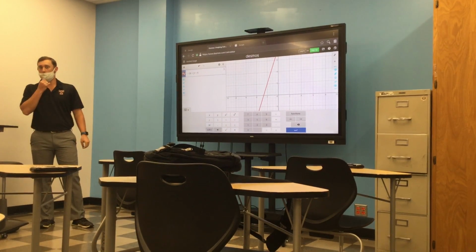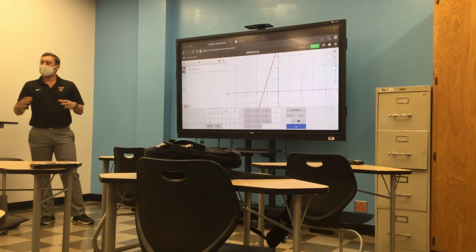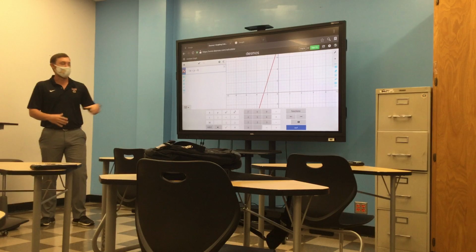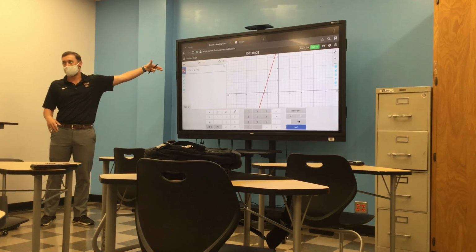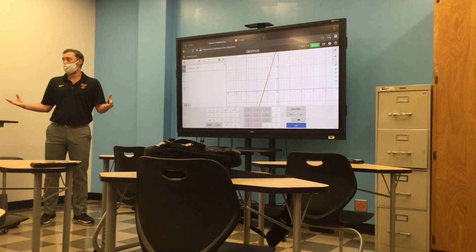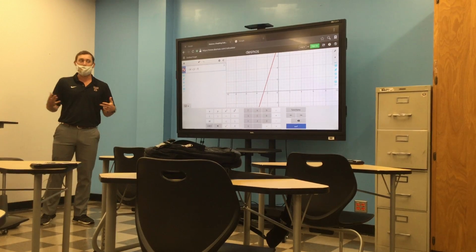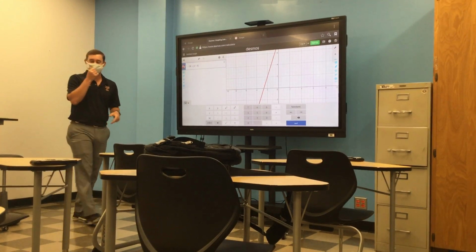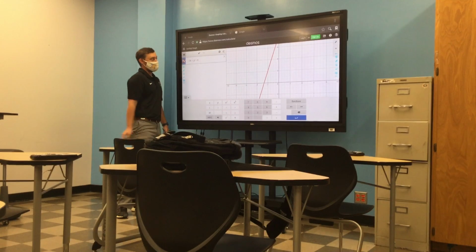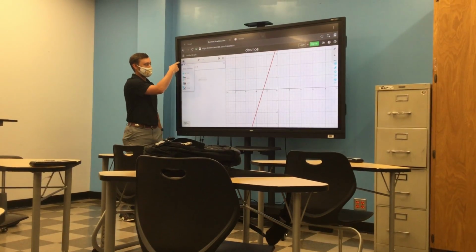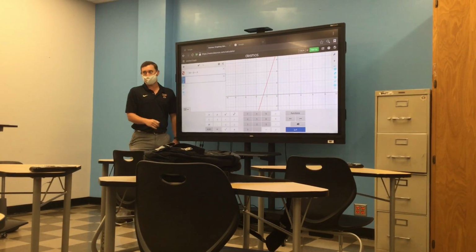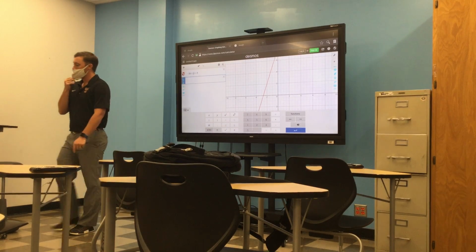What do we notice? What appeared on the screen? A line, right? It's the equation. I didn't have to change it into slope-intercept form. All I had to do was type it in, and it gave me the graph for that equation. Now let's put the second one there. You're going to press plus expression. Now we've got our second line.